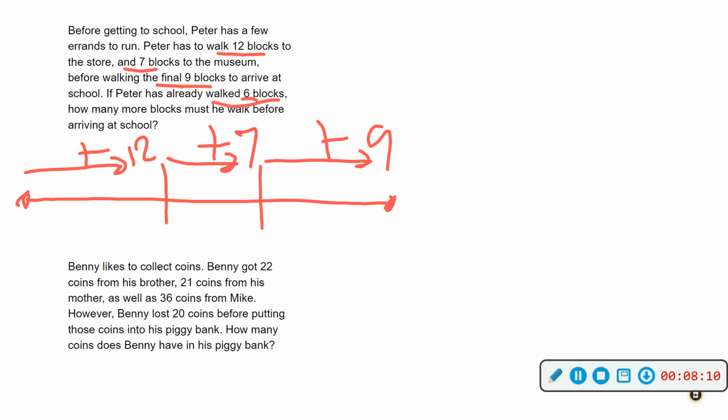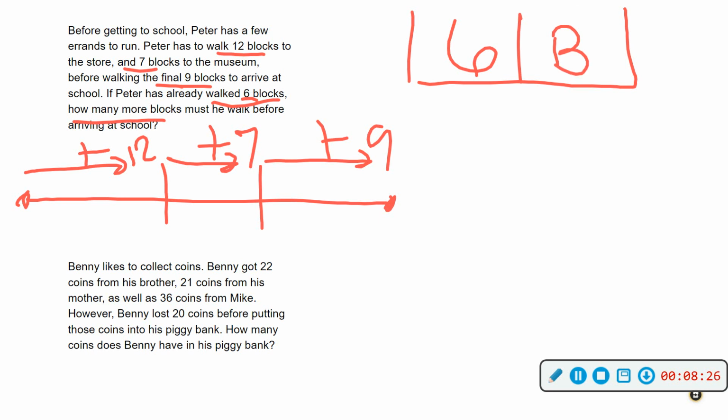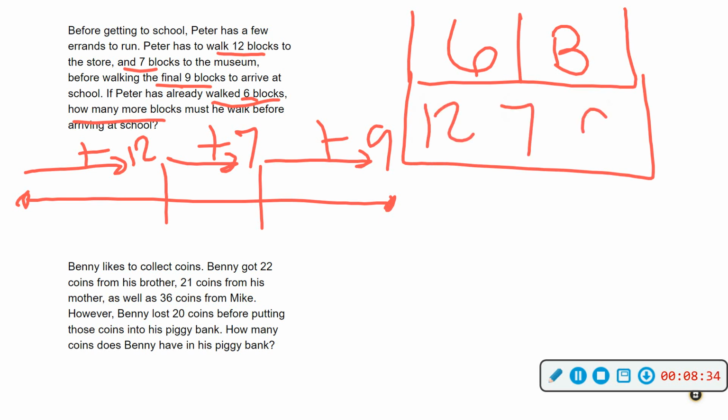If Peter has already walked 6, that means he has 6 blocks in his total, which means 6 is part of the total. How many more blocks he has means we are missing part of that total. So those are the amount of blocks he's going to need to walk. So how many did he walk? We know that he walked 12, we know that he walked 7, and then he's going to walk 9. So your strip diagram could look like this.